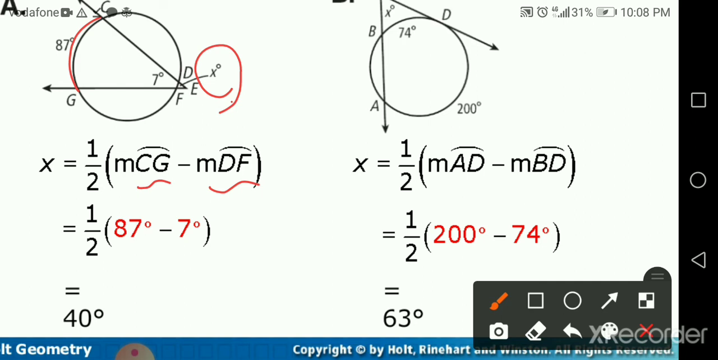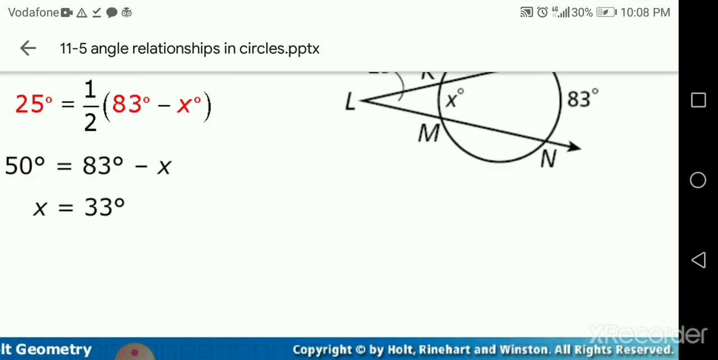What about this one? He gives me X outside, with a tangent and a secant. So the measure of angle X equals half the difference between arc AD minus arc BD. I think it's easy, right?